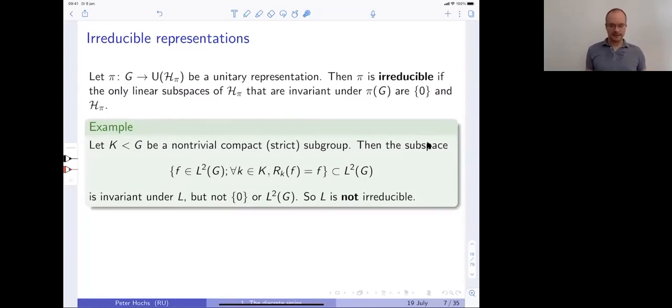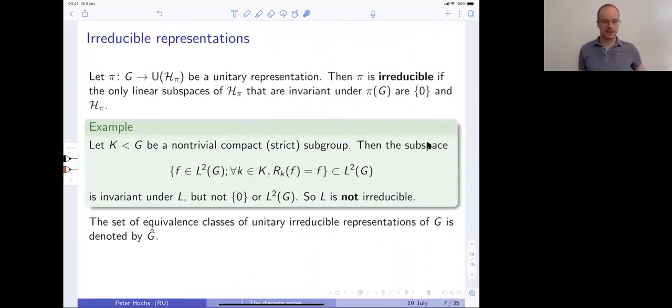Here's an example. Take the left regular representation of G on L2 of G, and take the subspace of L2 of G of functions that are invariant under the right regular representation of some compact subgroup, which is not trivial and not the whole group G. Because L and R commute, that space is invariant under the left regular representation, but it's not zero and not everything. So the left regular representation is not an irreducible representation. And that leaves us with the question, can we decompose it into irreducibles? And that's what these lectures are about.